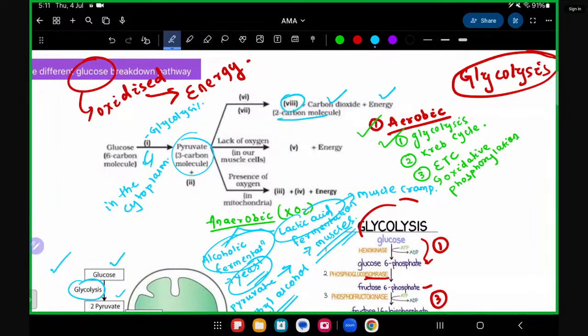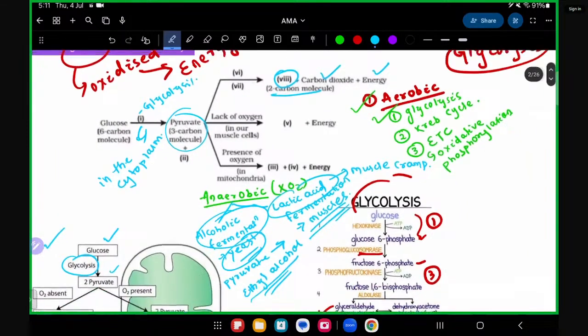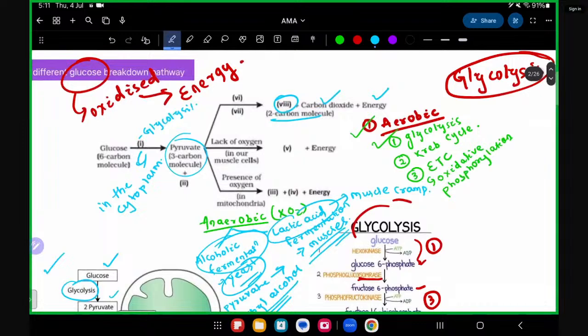energy. What is this 2 carbon molecule? We know that ethyl alcohol is a 2 carbon molecule, C2H5OH, right? So this is the ethyl alcohol, or known as ethanol. It occurs in the absence of oxygen and it occurs in yeast.